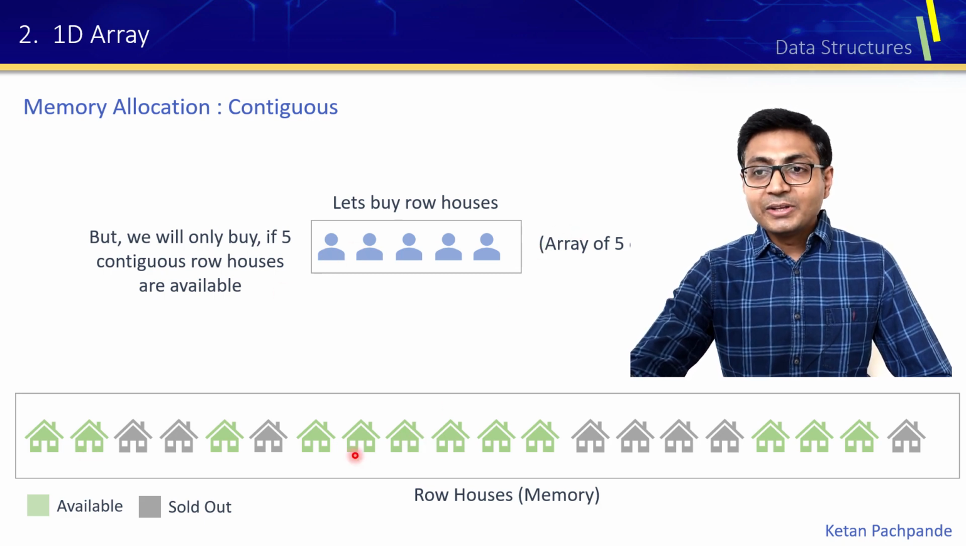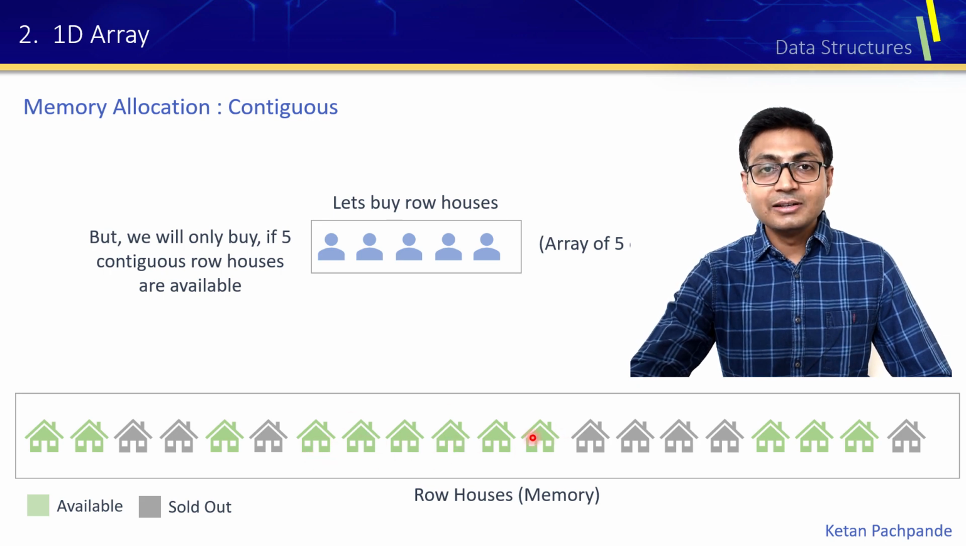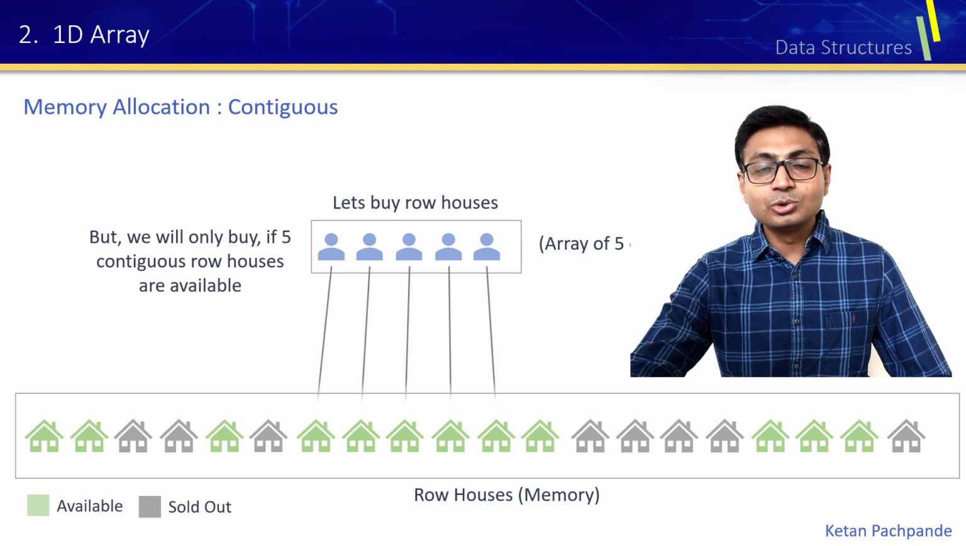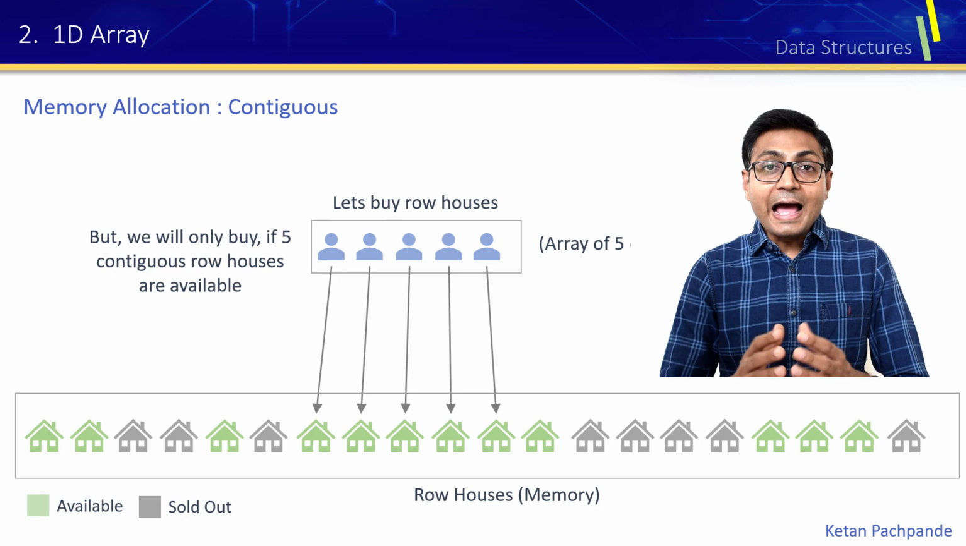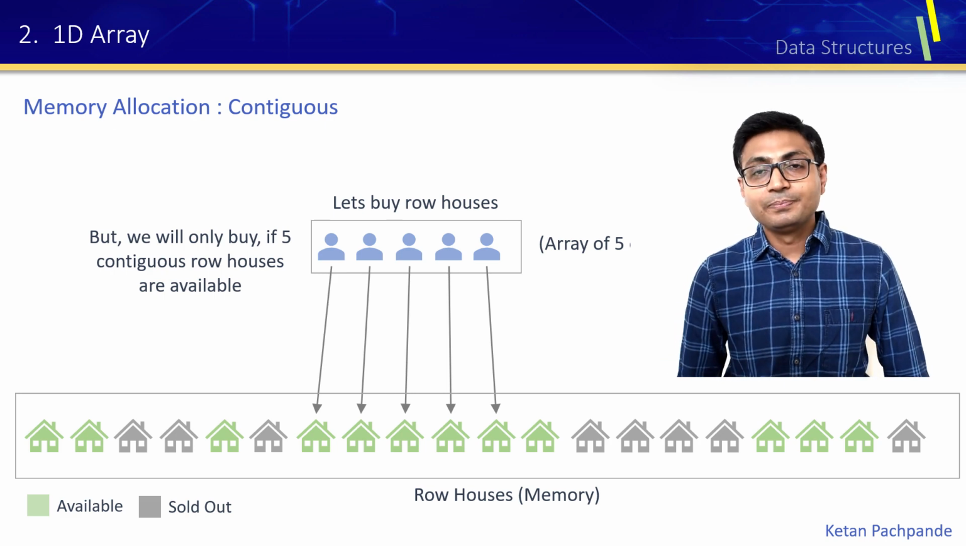But definitely, here is a chunk of houses, 1, 2, 3, 4, 5, 6. 6 houses are available in a row. And out of this, I allocate 5 row houses, one to each of the friends. So that's how the memory allocation for array elements happens.